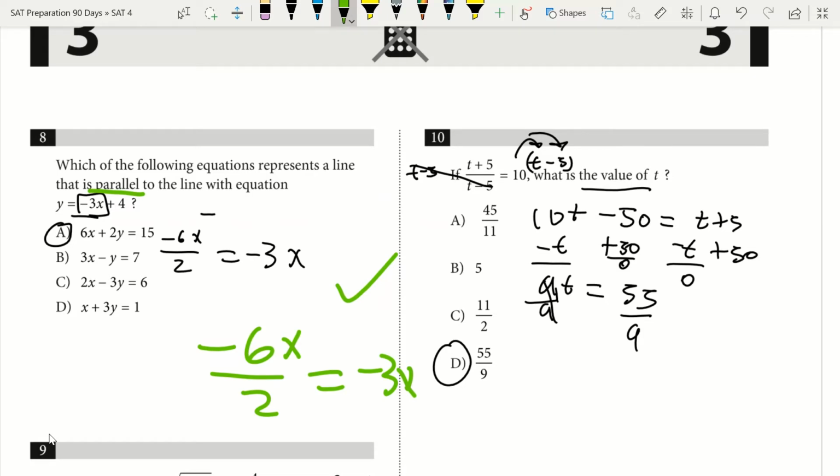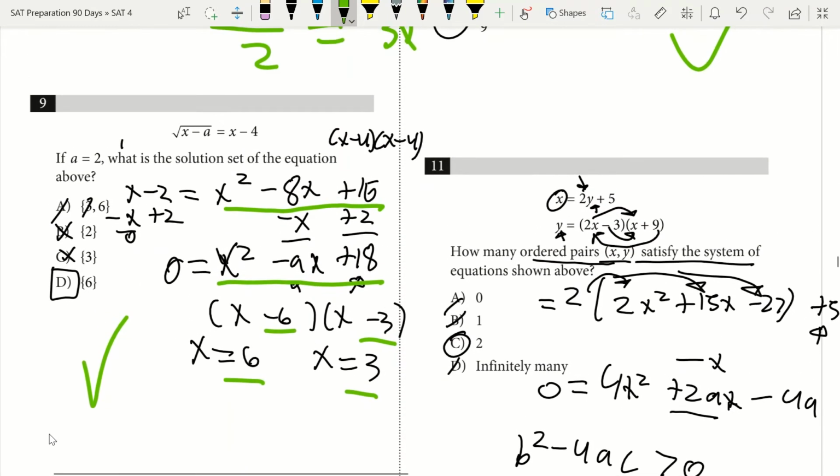Subtract t from each side. I get 9t equals 55. Divide each side by 9. That one's checked as well. Number 11. Okay, I've got a system of equations here.